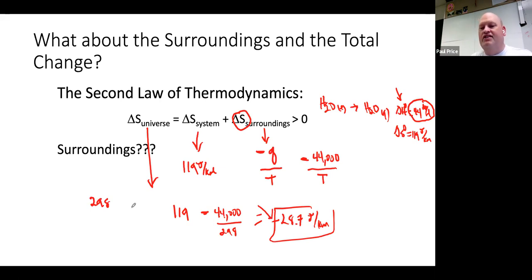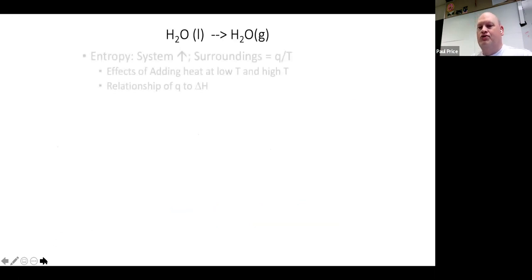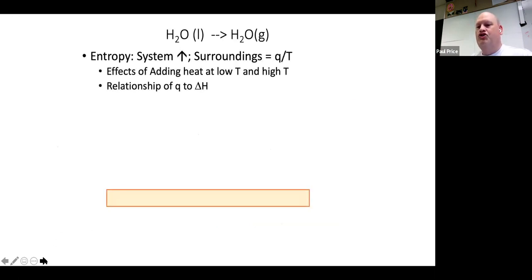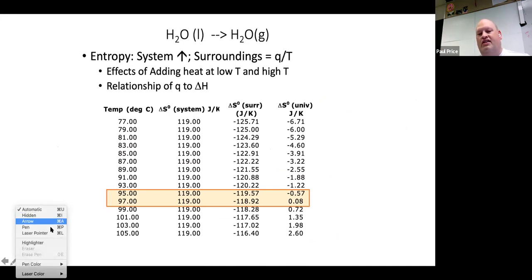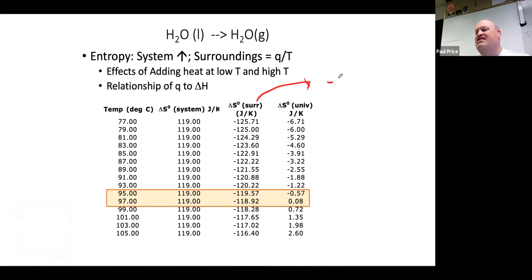Now, we can do this same calculation again and again and again at multiple temperatures. So here's what I want to show you. Here's a list of doing that same process, just calculating the entropy change of the system. Notice it's always 119. And the entropy change of the surroundings, which I'm getting as negative delta H over T for a whole bunch of temperatures. And then here's the sum.